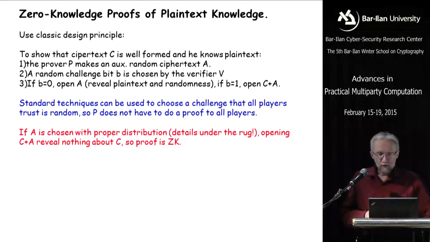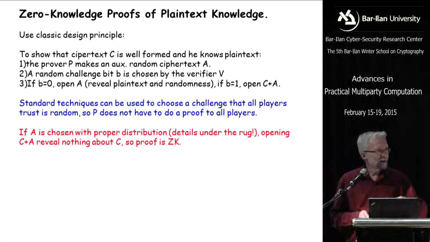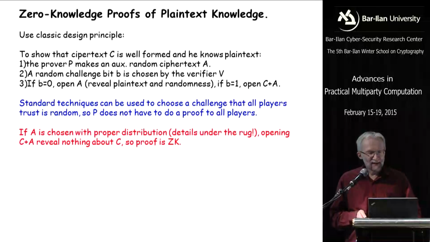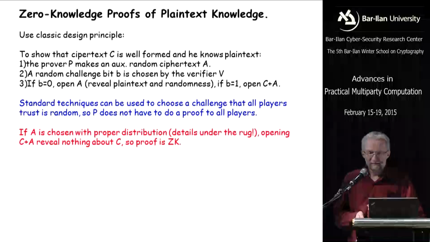Okay, it turns out that, and here I'm sweeping things under the rug to an alarming extent, but if you choose A with the proper distribution, then it turns out that opening C plus A is going to reveal nothing about C. So intuitively, the proof is still annoying.